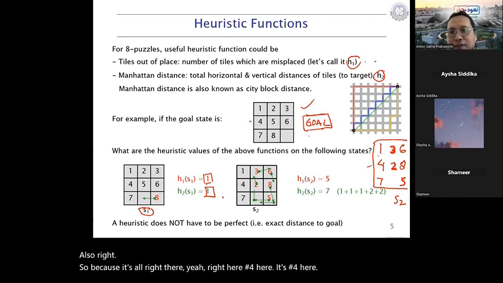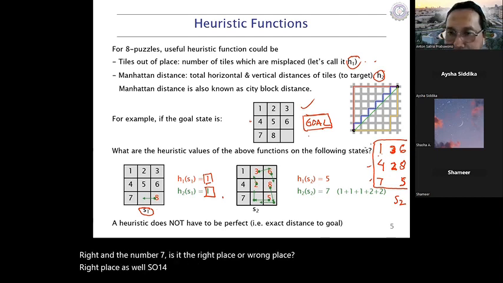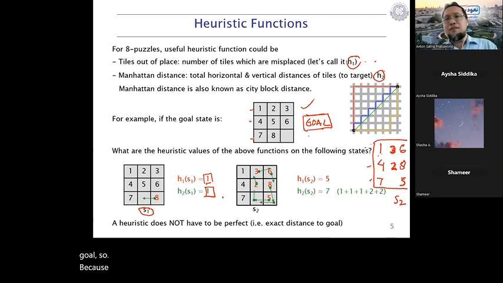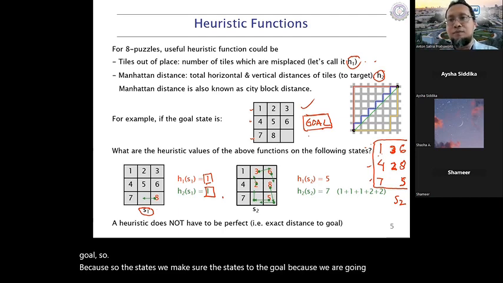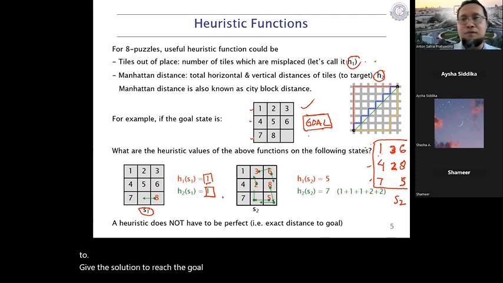Then number 7, is it the right place or wrong place? Right place as well. So 1, 4, 7 are the right place according to the goal. You always refer to the goal, because we measure the states to the goal. We are going to provide the solution to reach the goal, so we always refer to the goal.